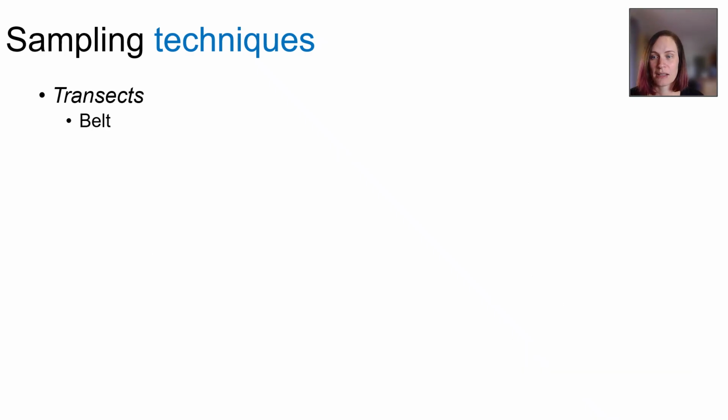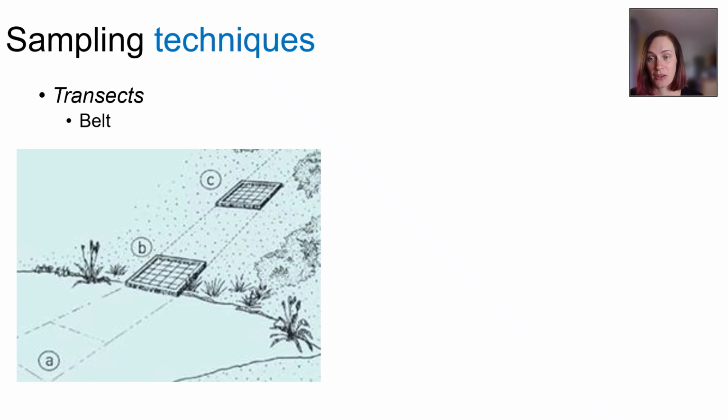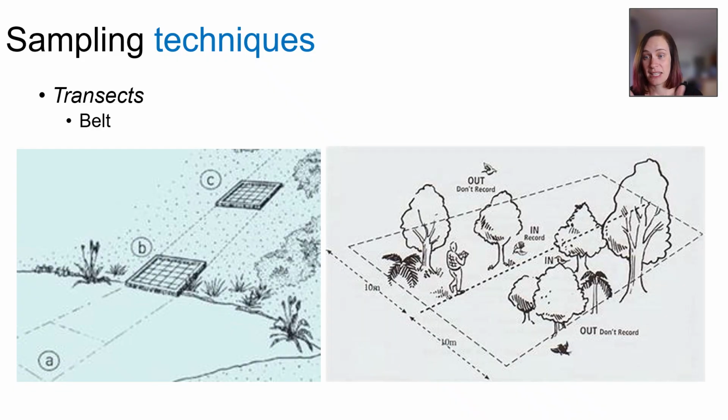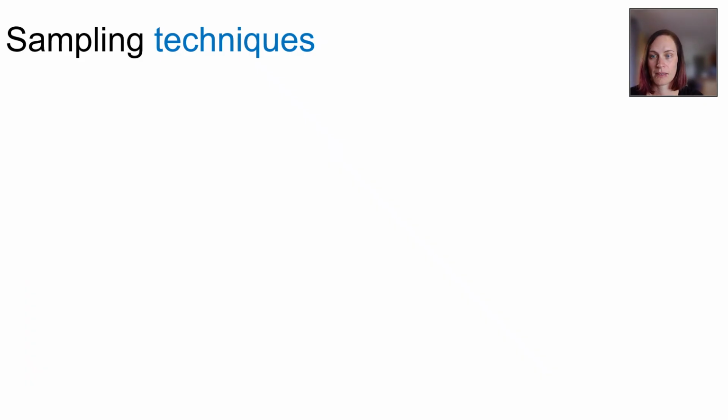So a belt transect uses a pair of parallel lines, and it works in the same kind of way, but maybe every single thing within those two lines is sampled, and they can be placed in rows, regular intervals in that belt as well, so that everything inside is recorded and everything outside is not recorded.